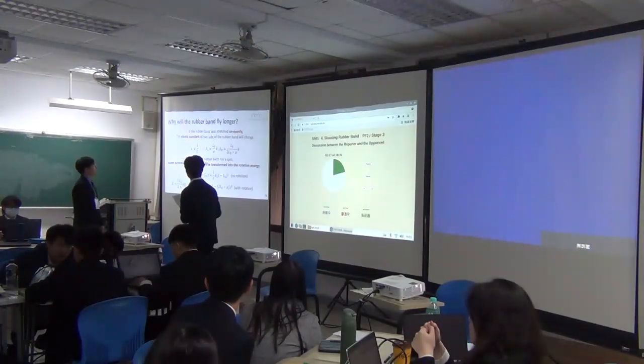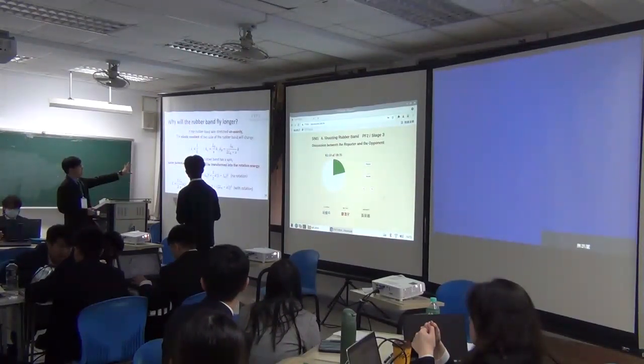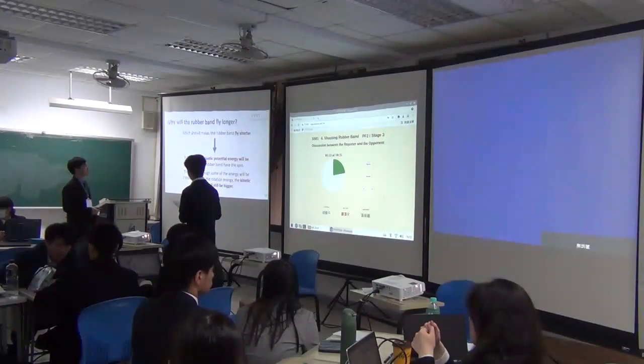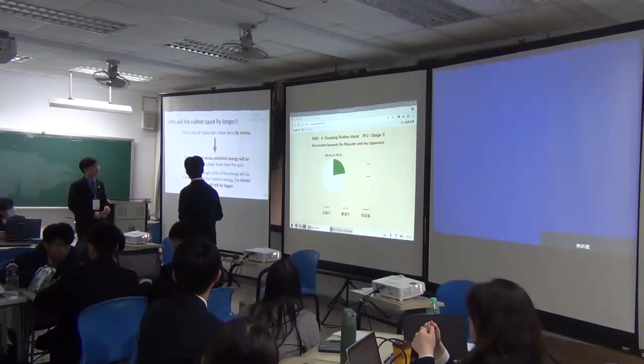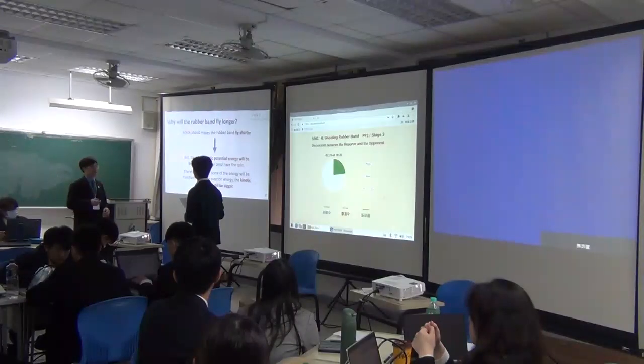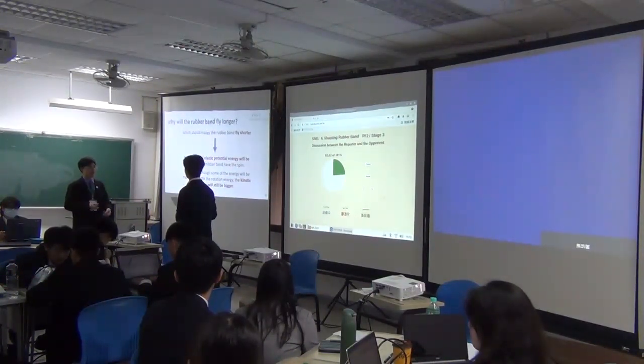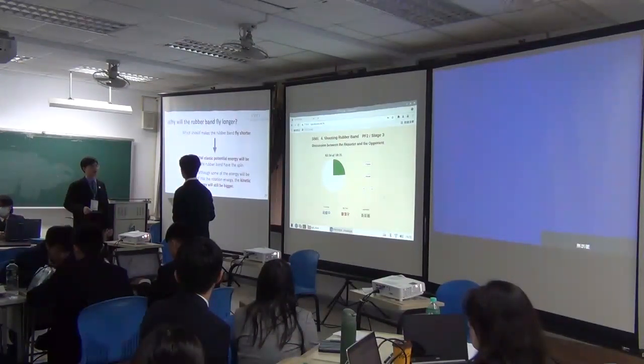Right. So in this PPT, I explained that the initial elastic potential energy will be bigger, so that it can defeat the energy loss. So it may have the higher velocity and eventually a longer distance.